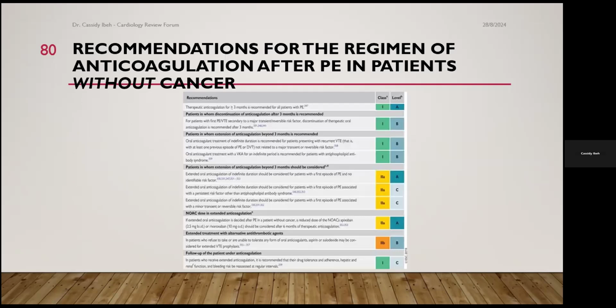Now, for patients without cancer, therapeutic anticoagulation for more than 3 months is recommended. For patients in whom discontinuation of anticoagulation after 3 months is recommended, that is patients with a first PE or VTE secondary to a major transient or reversible risk factor, the discontinuation of therapeutic oral anticoagulation is recommended after 3 months. It's also a class 1 indication that oral anticoagulant treatment of indefinite duration is recommended for patients presenting with recurrent VTE, that is with at least one previous episode of PE or DVT that is not related to a major transient or reversible risk factor.